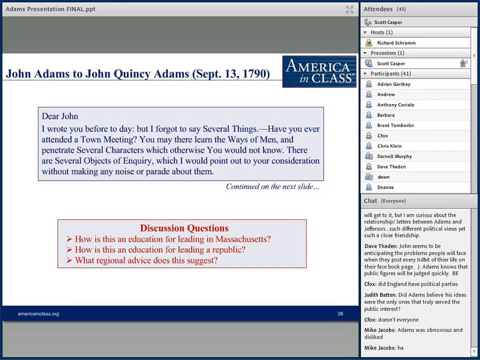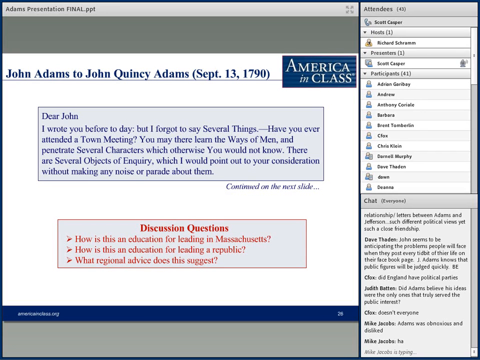Why would John Adams want his son to go to a town meeting? Okay. Any takers on that question? Okay, we've got a number of people typing away feverishly here.